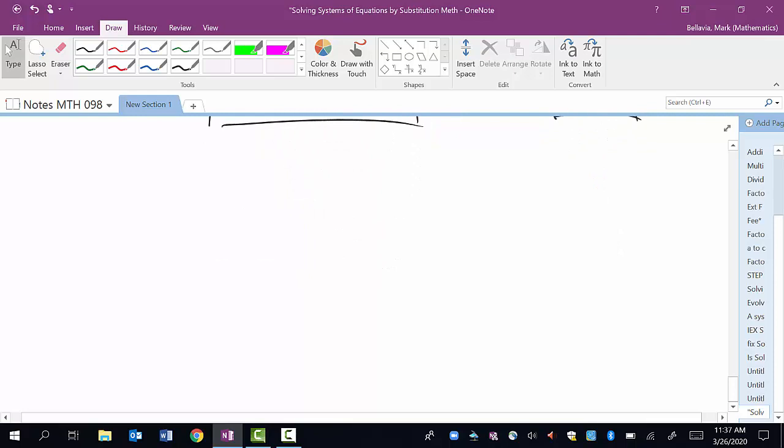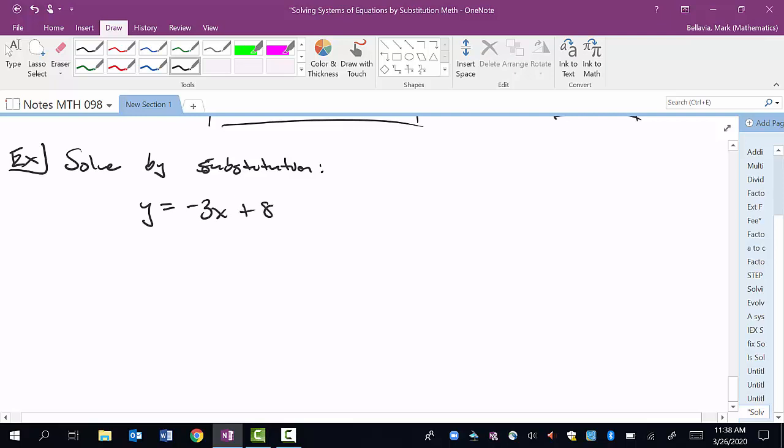All right, let's try just a couple more. If I said to solve by substitution, and the first equation will be y equals negative 3x plus 8. I'll label it equation 1. Second equation will be 6x plus 2y equals 9. I'll label that equation 2.